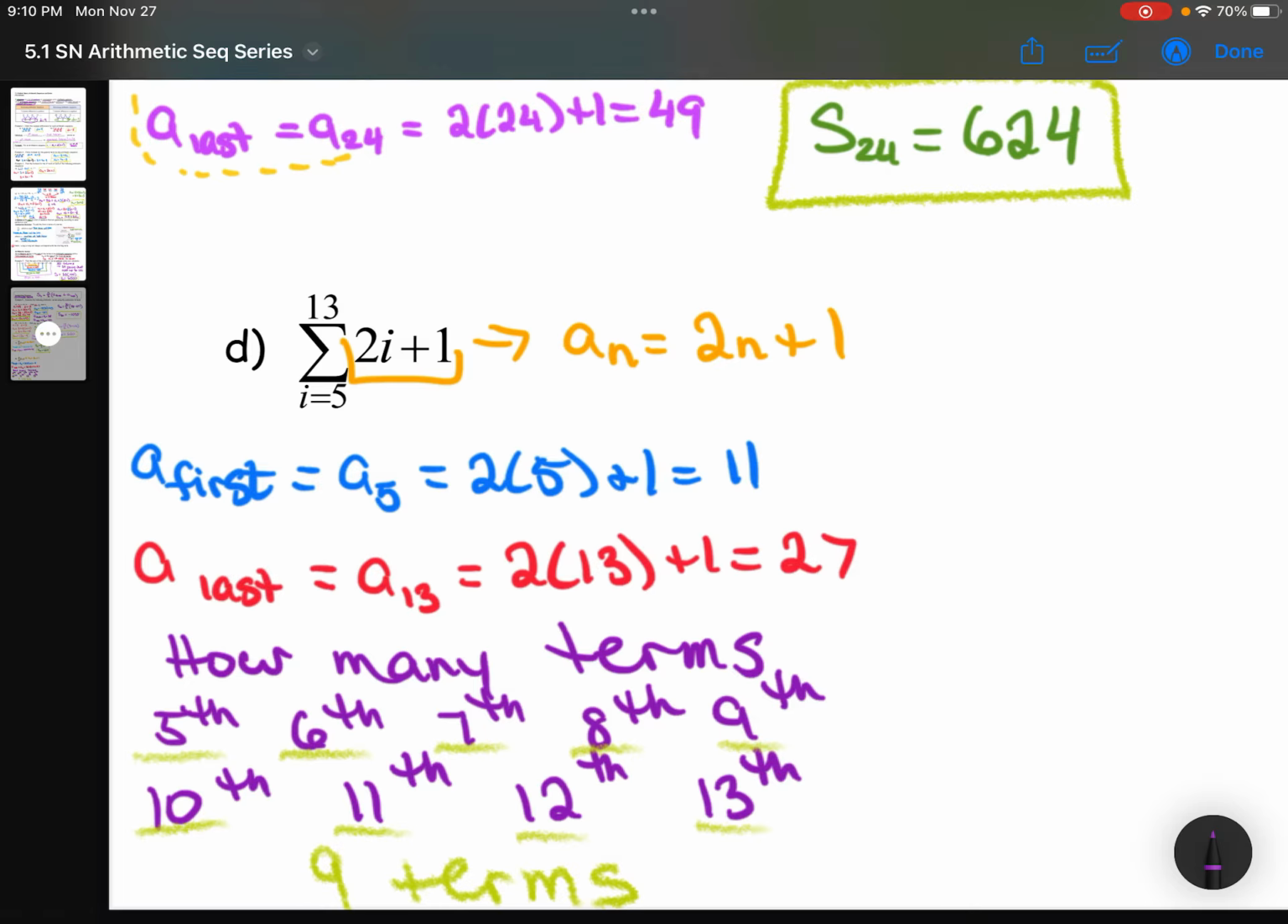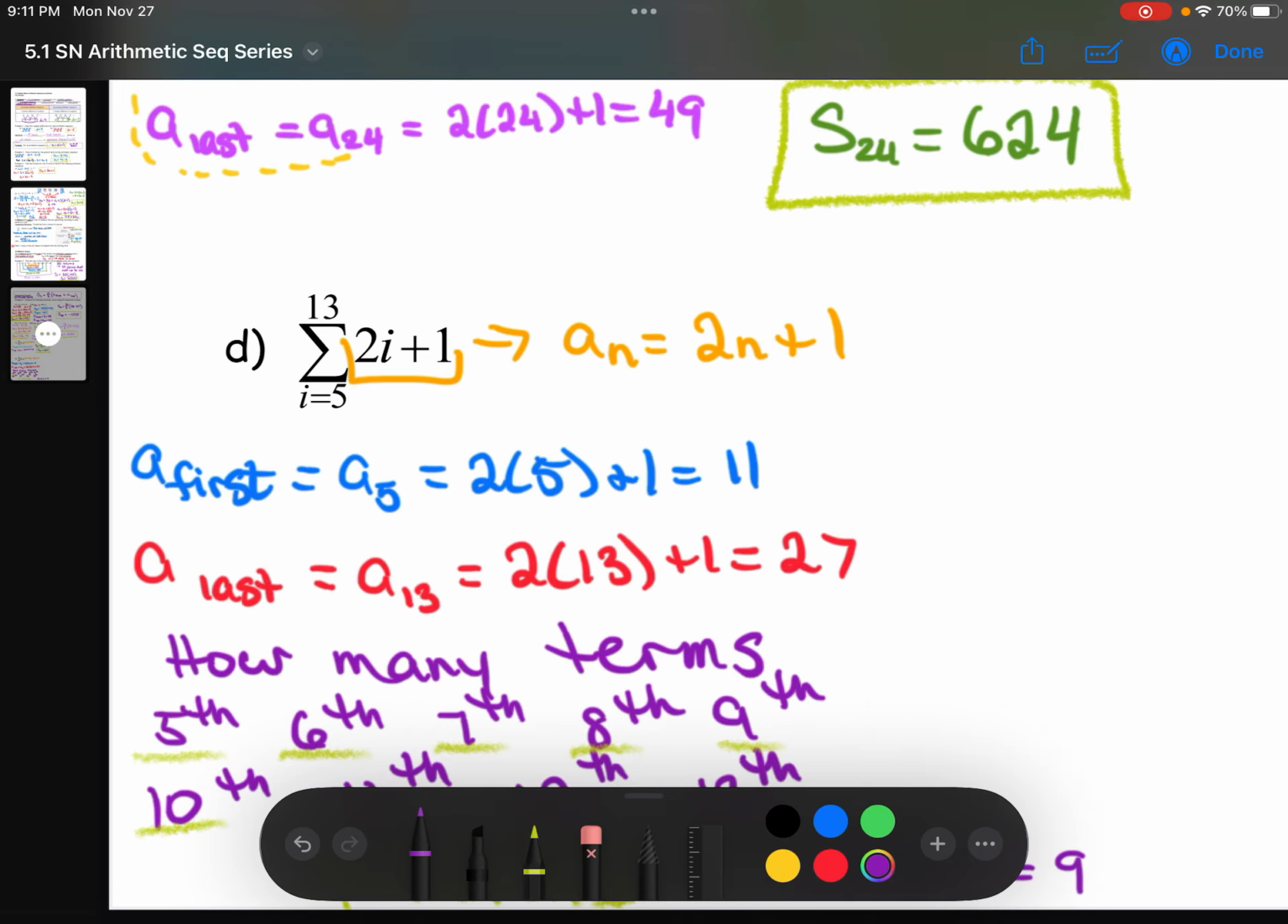Here's the deal. When we're looking at the number of terms, we include the 5th term and we include the 13th term. We include both of those terms. So to find the number of terms, we would take the 13 minus the 5 and add one more to get 9. If you're ever not sure, count on your fingers.